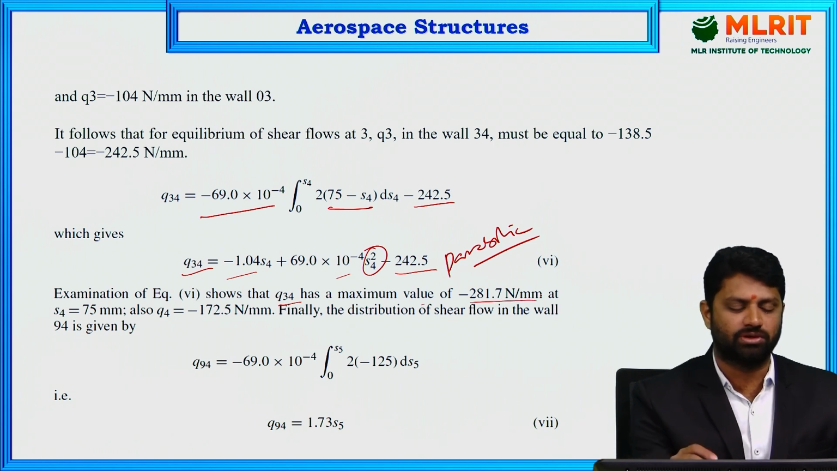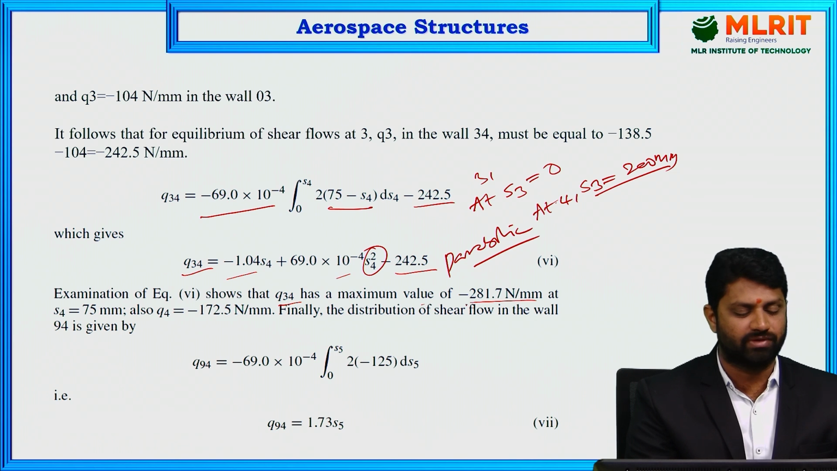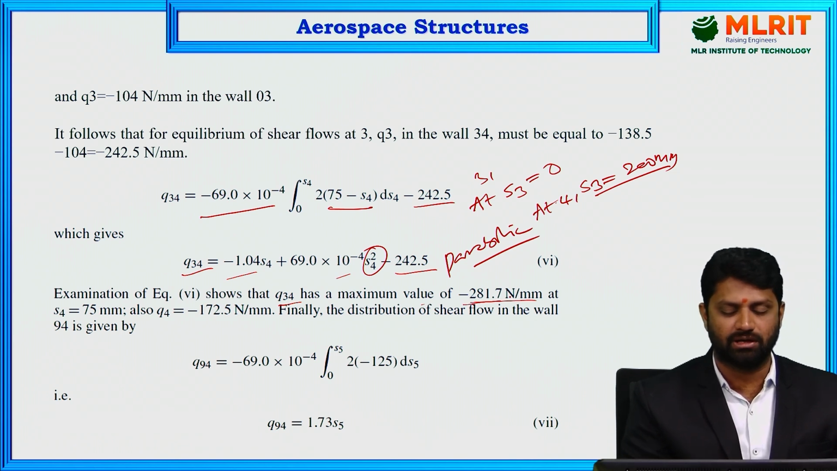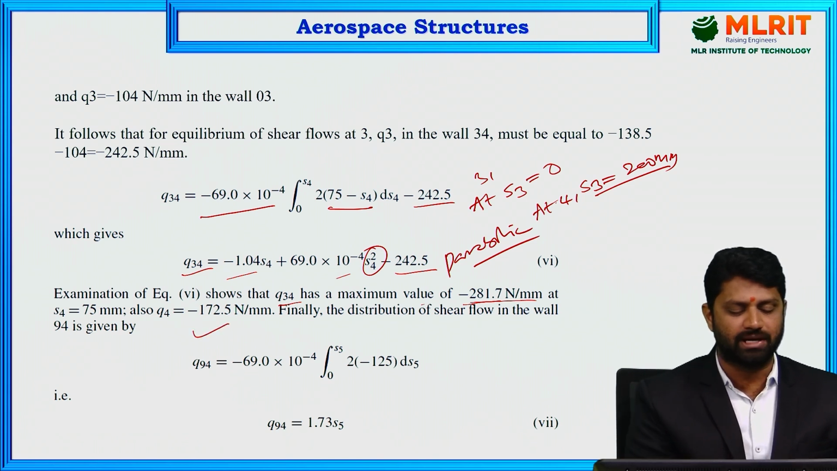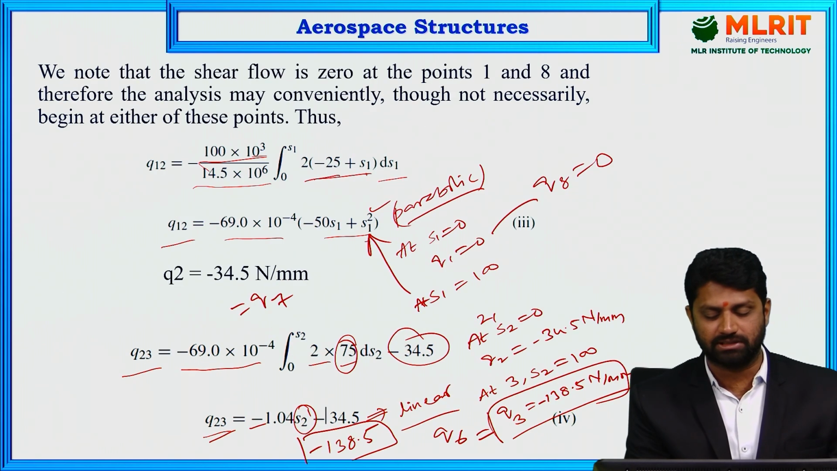because at 3 you can substitute S3 equal to 0, and at 4 you can substitute S3 equals 200 mm. When you substitute this, you get the maximum value equal to minus 281.7 Newton per mm at S4 equals 75 mm, and also you get Q4 equals minus 172.5 Newton per mm. So finally, the distribution of the shear flow in the other wall, that is 9-4.